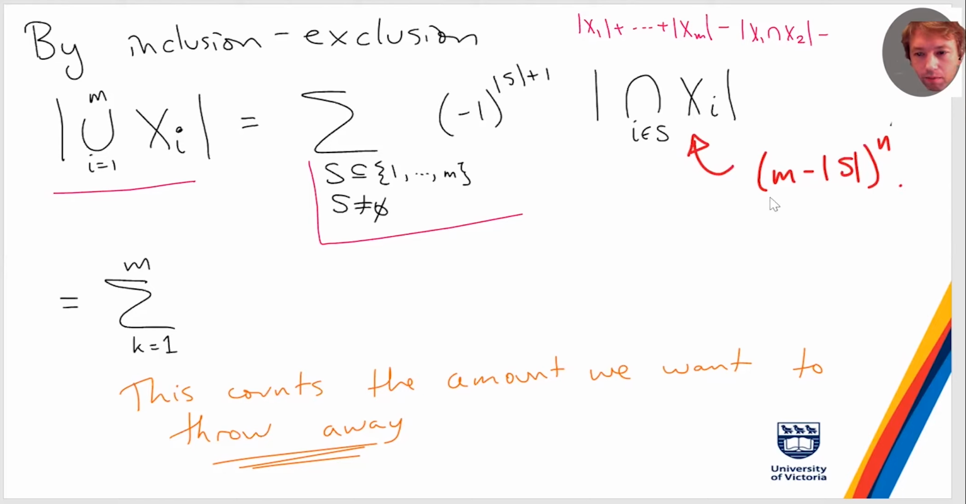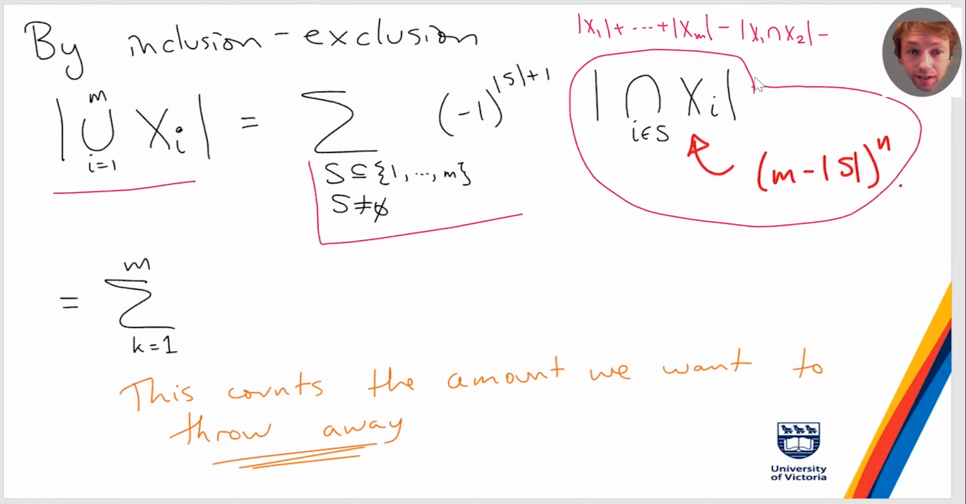Okay. But we've already computed this value. Remember, we just said that this is the words that don't use anything in S, and that has size (m minus the size of S) to the n. And so, of course, this only depends on the size of S. So if S has size 5, you get (m minus 5) to the n, for every set of size 5. And the number of sets of size 5 contained in 1 up to m is just m choose 5, right? So we can collect up these terms based on how big S is.